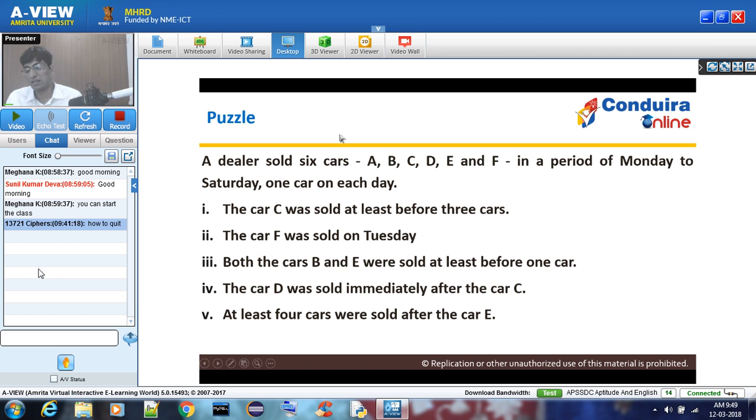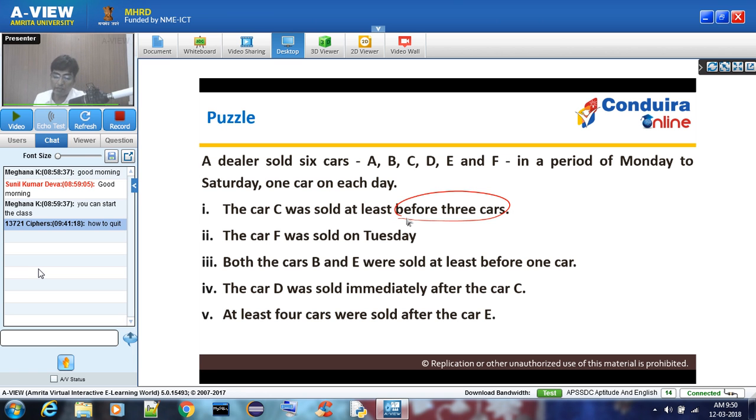A dealer sold 6 cars A, B, C, D, E, F in a period of Monday to Saturday. One car on Tuesday. Car C was sold at least before three other cars. Totally six cars. It is at least before three other cars.